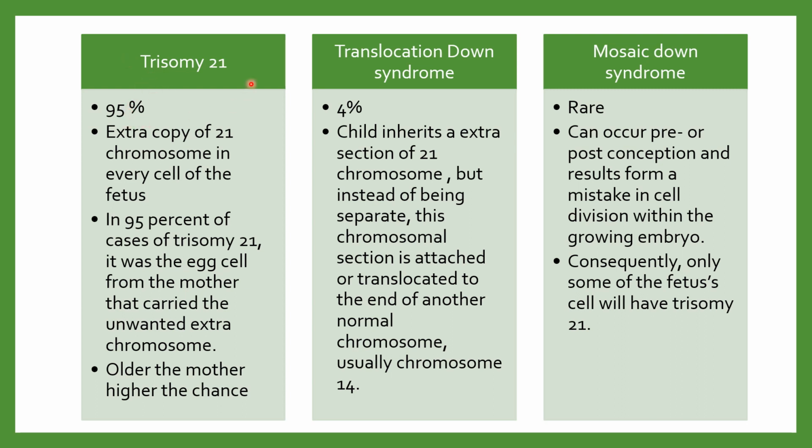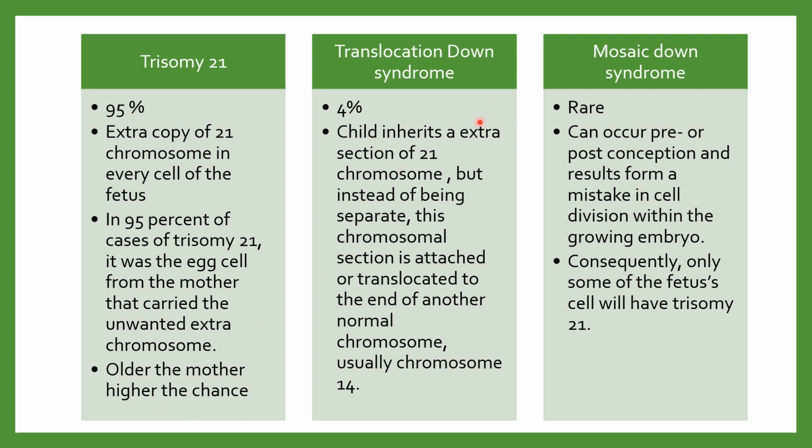95% of Down syndrome is due to trisomy 21, while 4% is translocation Down syndrome, and mosaic Down syndrome is rare. Trisomy 21, in which there is an extra copy of chromosome 21, is present in every cell of the fetus. In 95% of cases of trisomy 21, it was the egg cell from the mother that carried the unwanted extra chromosome. The older the mother, the higher the chance of trisomy 21.